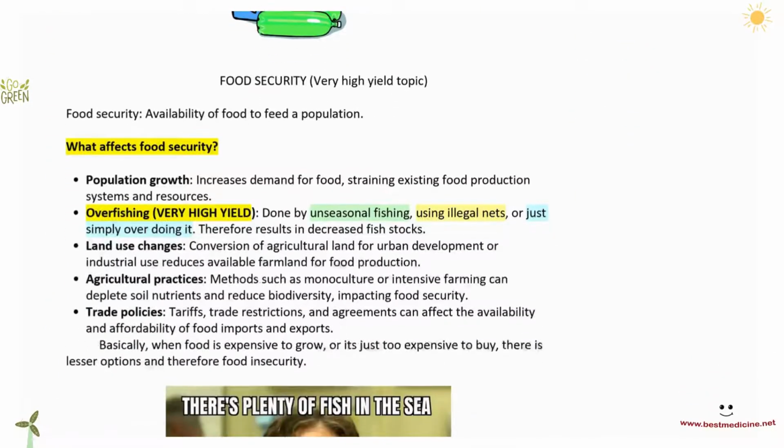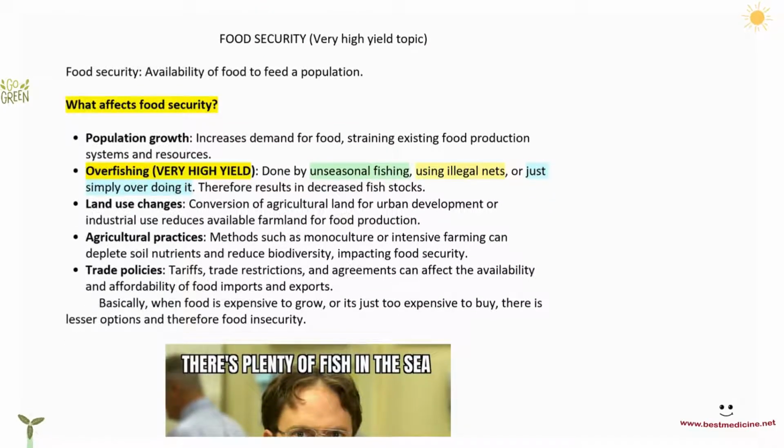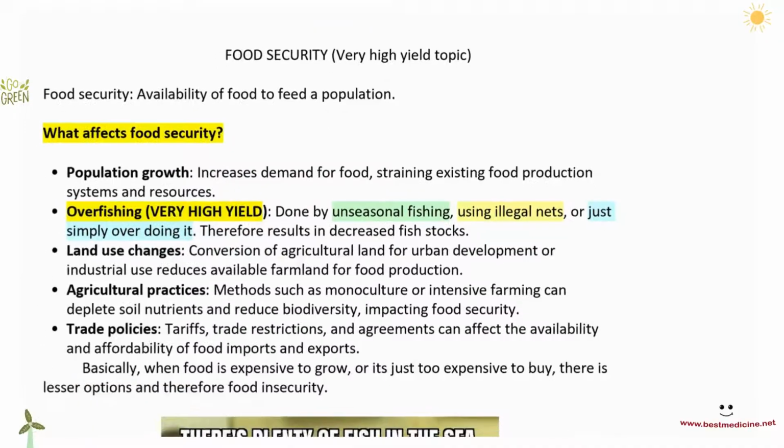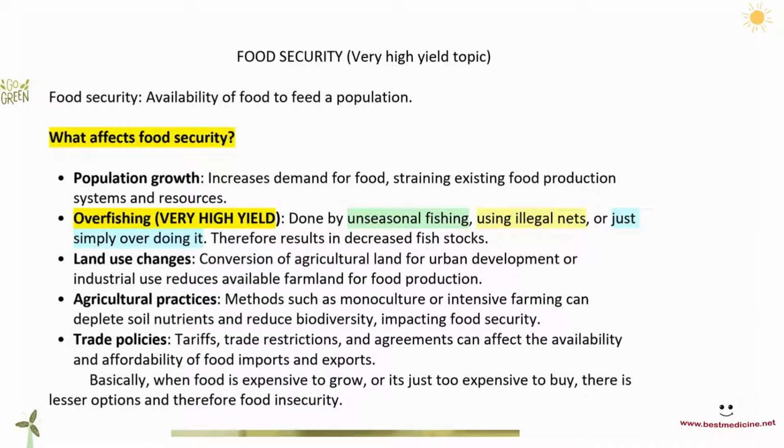Now, the next topic is food security. Again, this is a very, very high yield topic. The entire chapter 7 is very high yield and pretty much is going to come up in your exam. So food security, very high yield. What is food security? Food security essentially is the availability of food to feed a population, okay?